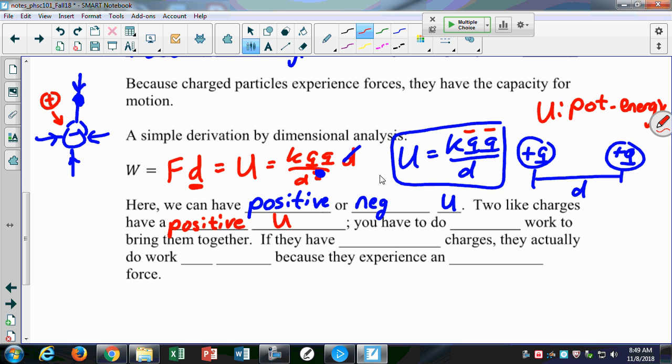So this is different than potential. Actually, let's do work. Positive work. Yeah, this is different from potential. Be careful. Potential is energy per charge. This is potential energy. It's not the same as potential. You sort of get the words all mixed up in your head, but we've already seen potential, and we're going to see it again. So two like charges have a positive potential energy or a positive work, and you have to do positive work to bring them together.